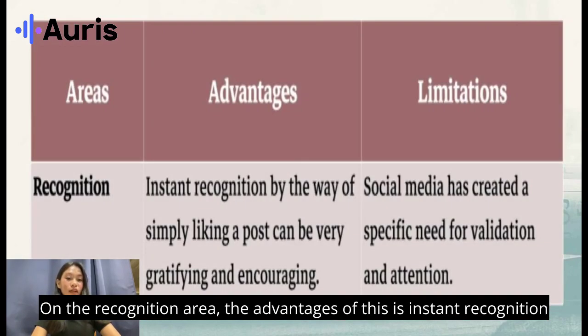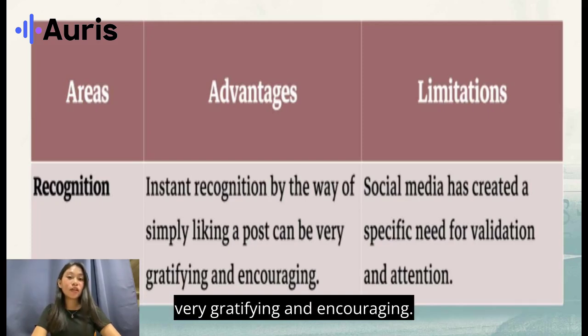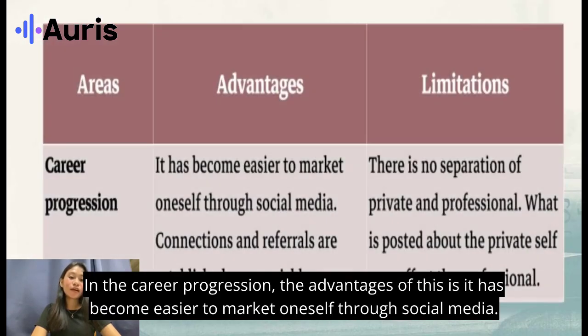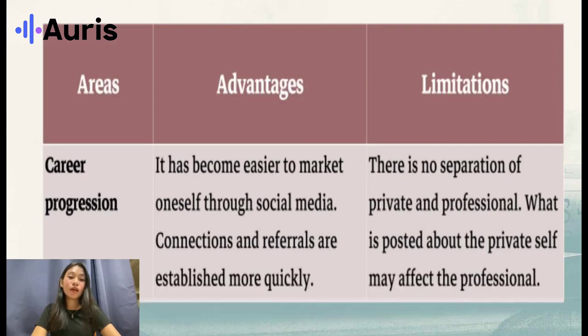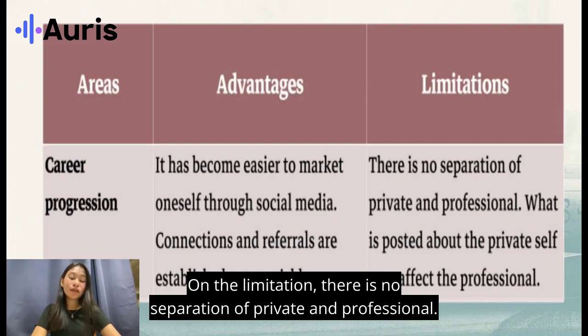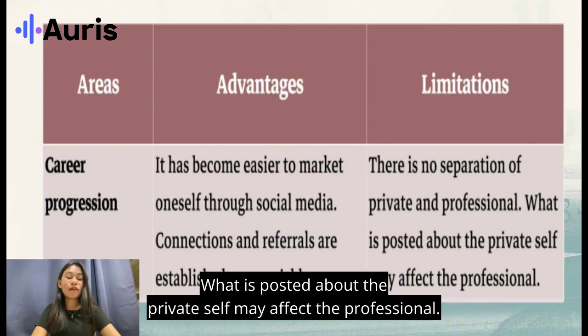In the recognition area, the advantage of this is instant recognition by the way of simply liking a post can be very gratifying and encouraging. On the limitation side, social media has created a specific need for validation and attention. And the career progression, the advantage of this is it has become easier to market oneself through social media. Connections and referrals are established more quickly. On the limitation, there is no separation of private and professional. What is posted about the private self may affect the professional.